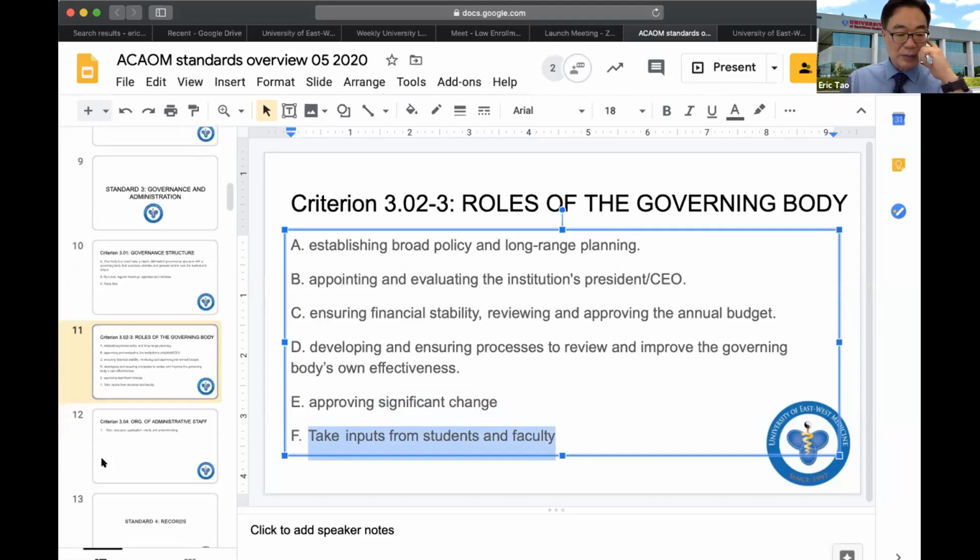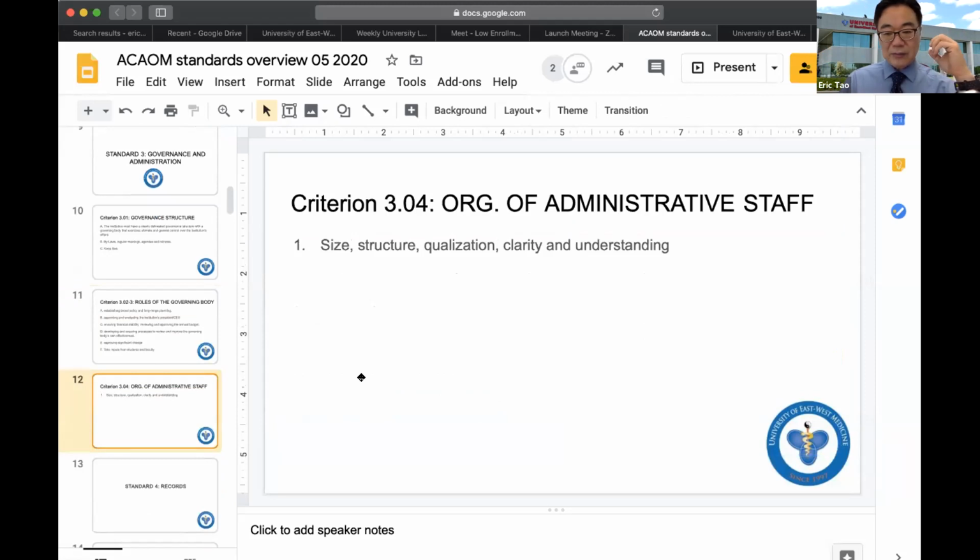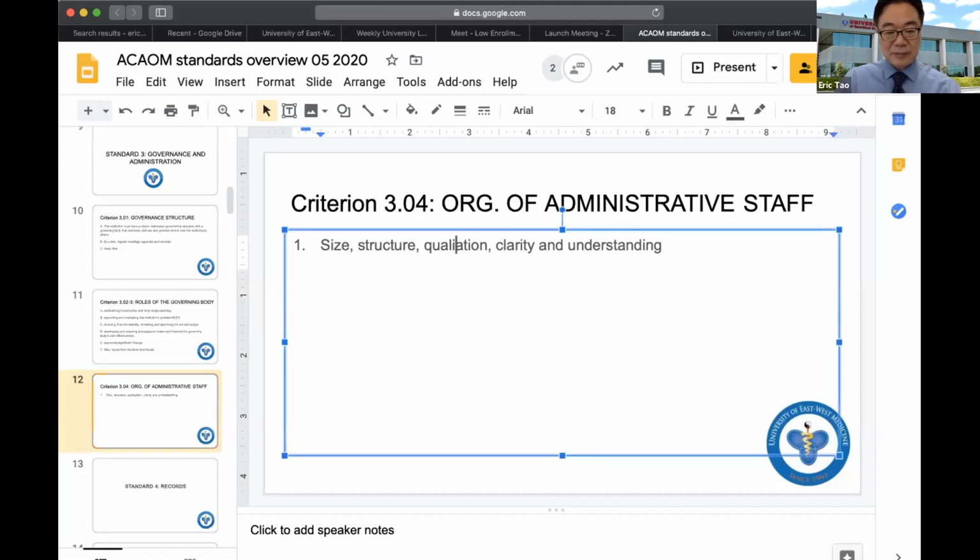So that's important. Criteria 3, administrative staff. It's pretty straightforward. There are more details online, but the idea is that as a university, the number of people, the structure, and our qualifications are appropriate. And each person has a clarified and understood job description. That is what's needed for criteria 3.4.